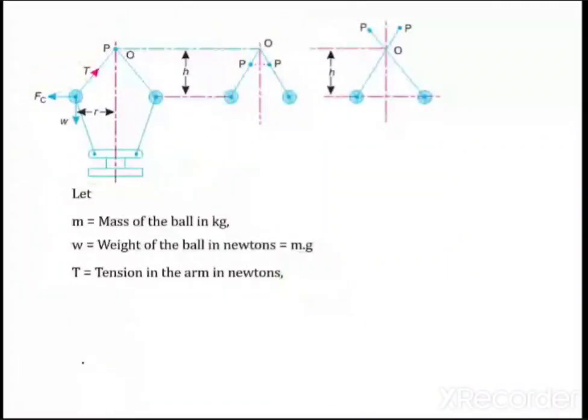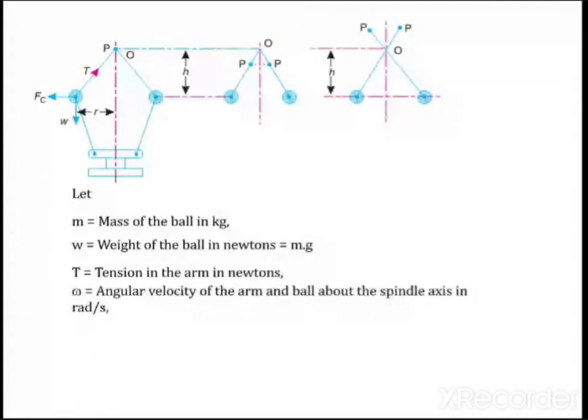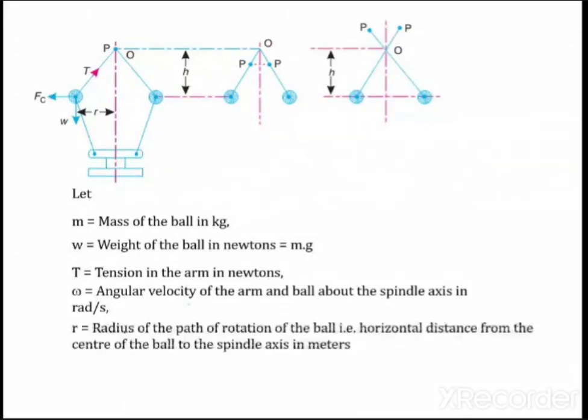So next is what? Omega is nothing but the angular velocity of the arm and the ball about the spindle axis. These arms and these fly masses are revolving along with the spindle. Whenever they are revolving along with the spindle, they will have some speed N rpm and they will have some angular velocity omega. And r is the radius of the path of rotation, which means the distance between the center of the fly mass and the spindle axis. So it is called the horizontal distance from the center of the ball to the spindle axis in meters. You have to take it in meters.